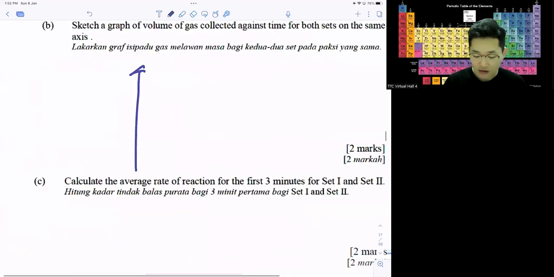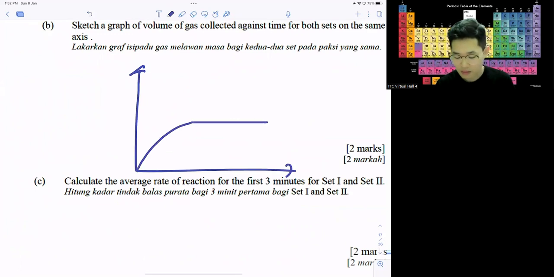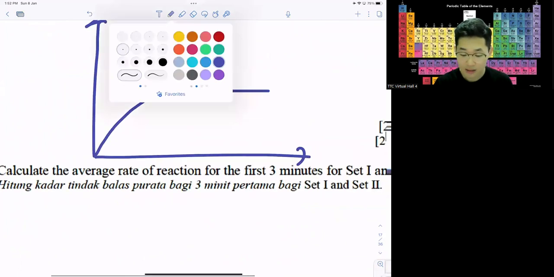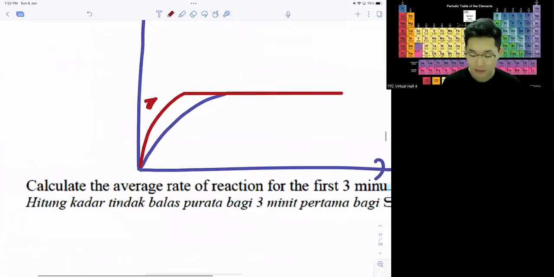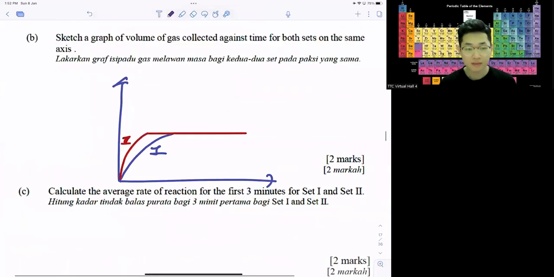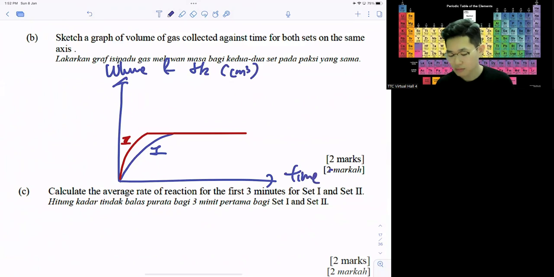So when I'm sketching the graph, 2 has to be steeper than 1, but same height. Two steeper, but same height. Okay, volume of hydrogen gas, cm cube, time per second.